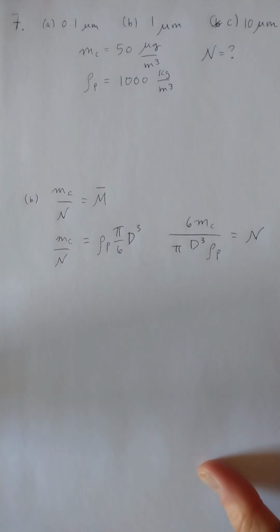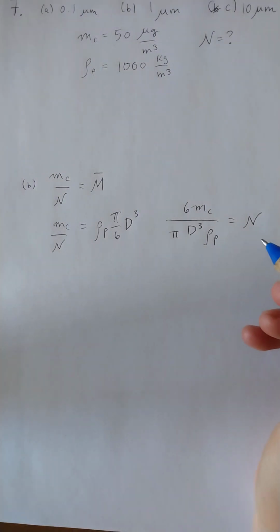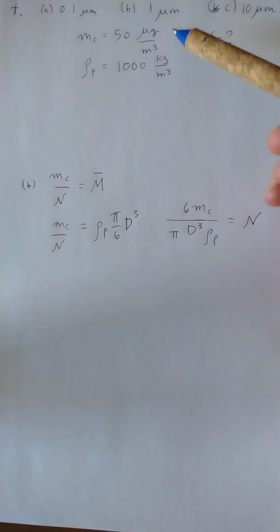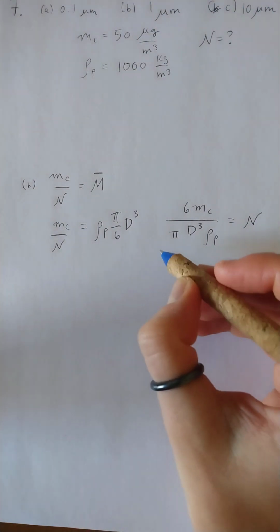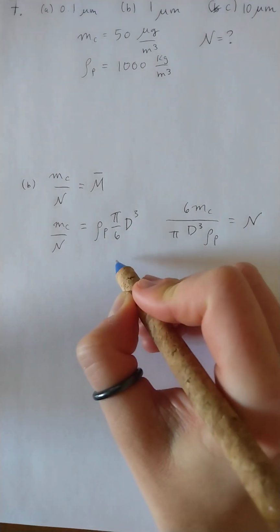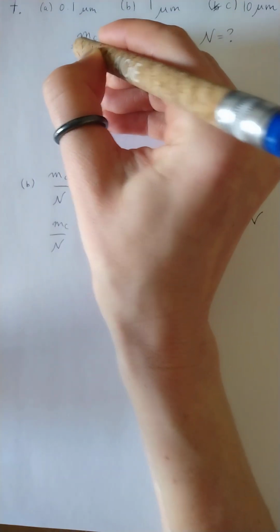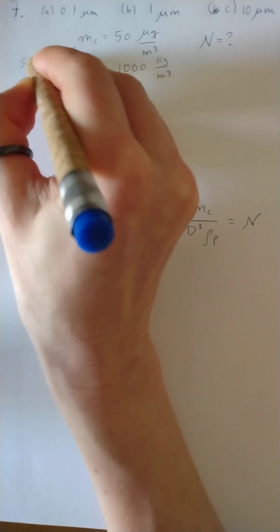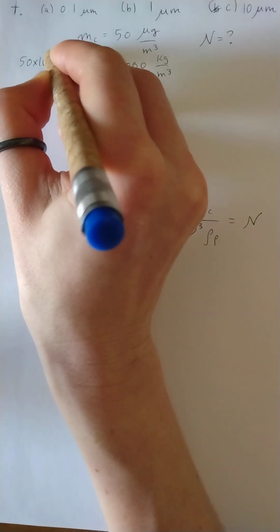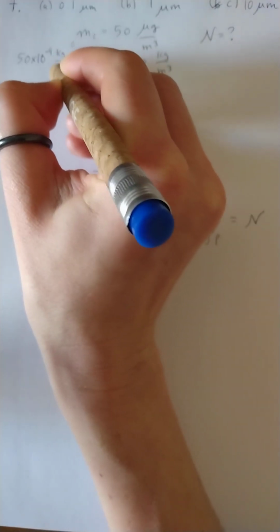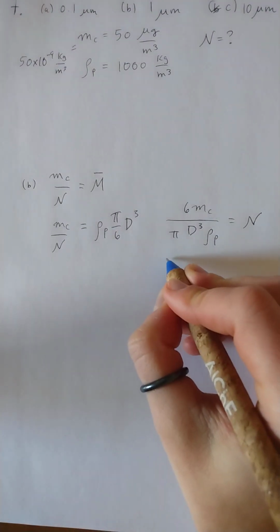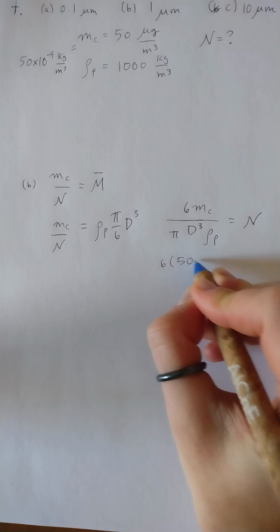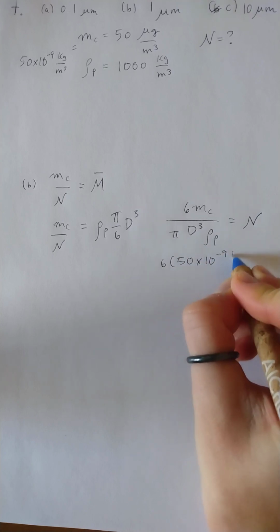So we want everything to be in the same units. So I'm going to take our mass concentration and convert it to kilograms per cubic meter. So 50 micrograms per cubic meter equals 50 times 10 to the minus 9 kilograms per cubic meter. So we can use that mass concentration down here.